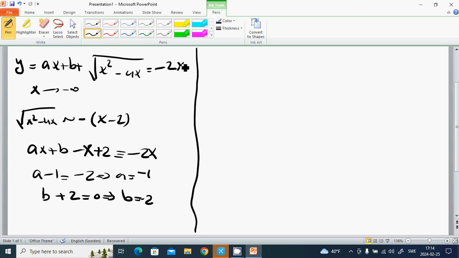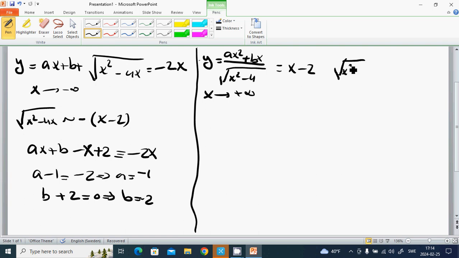Another example, y equals (ax squared plus bx) divided by the square root of x squared minus 4. We will find a and b when x goes to plus infinity. It is x minus 2. We know that the absolute value of x squared minus 4 is corresponding to x, then we put it here, y is ax plus b, equal to x minus 2, then a is 1 and b is minus 2.